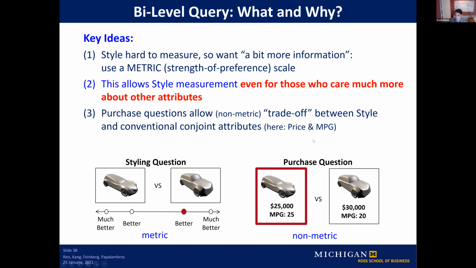The purchase questions, which are over here, are going to allow a non-metric, so binary choice trade-off between style and conventional conjoint attributes. So we show them pictures of cars, but we add the conjoint attributes in. So we think this is the best of both worlds. We get detailed information on the style, and then we have a non-metric choice that is typical of more conjoint applications. So we're going to put HB at the end to weave it all together.